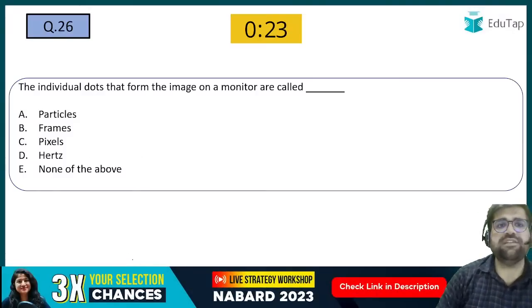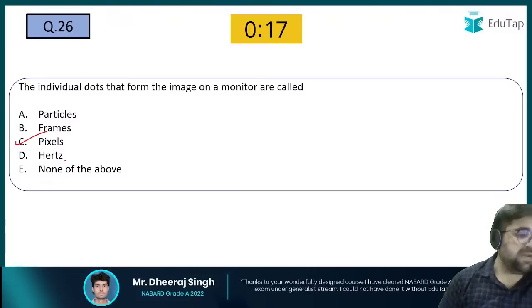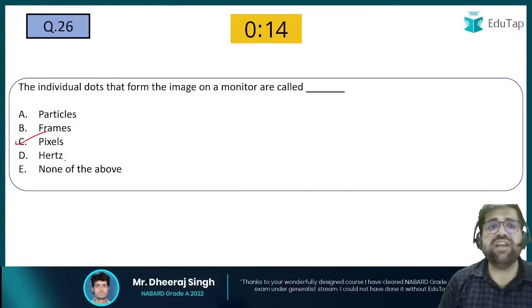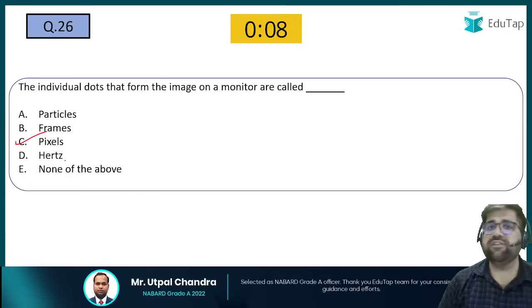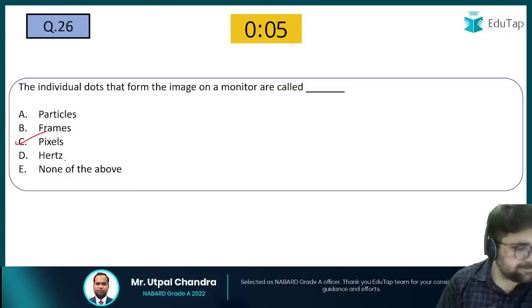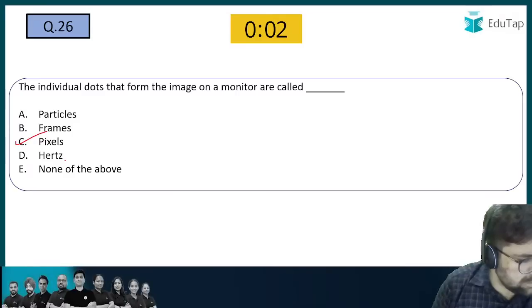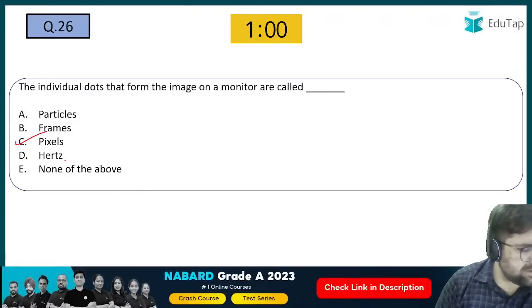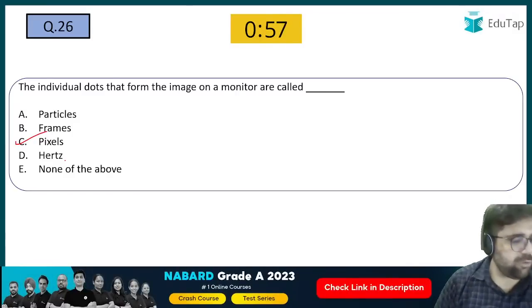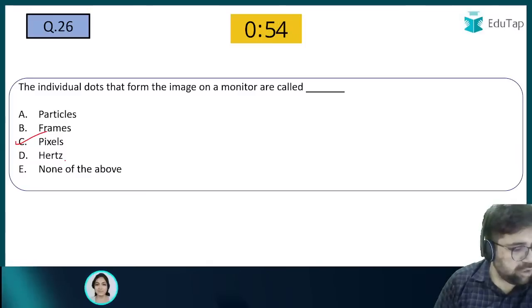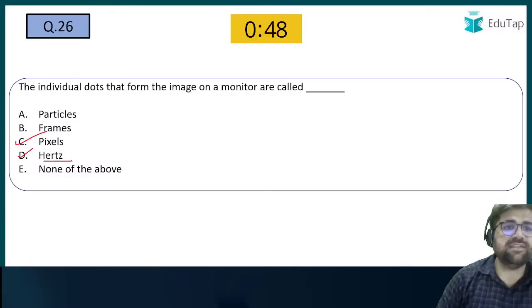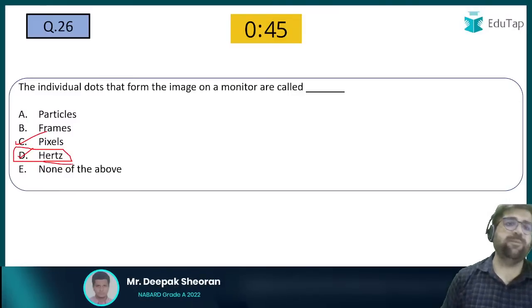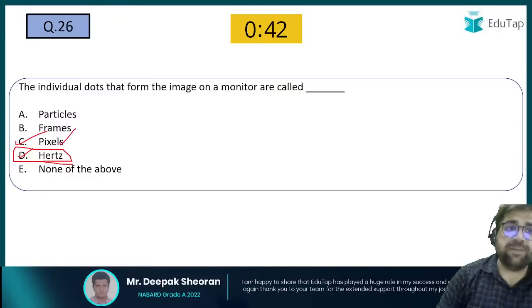Okay. Individual dots that form an image on a monitor are called what? It is known as pixels. Now tell me, if I have to measure the refresh rate of the monitor, which option from the given set of options will I be using? Hertz is the thing which will measure the refresh rate of the monitor. Plus, the larger the pixels, the better it is.